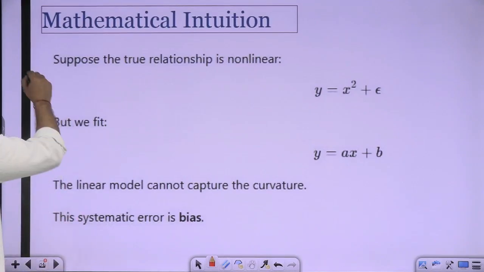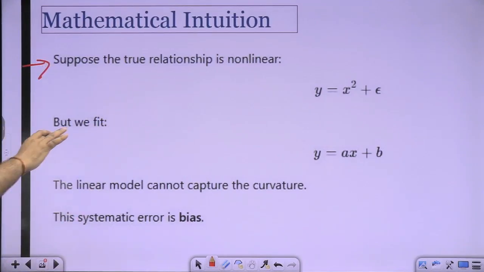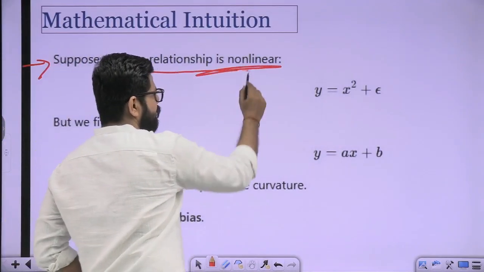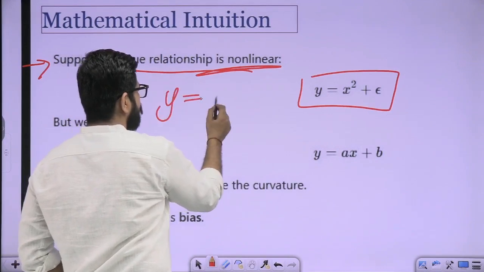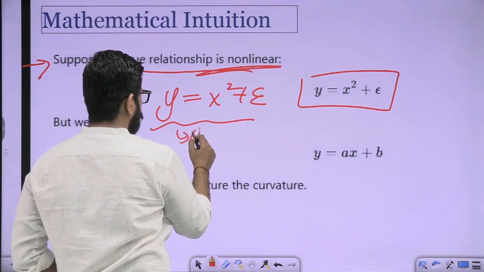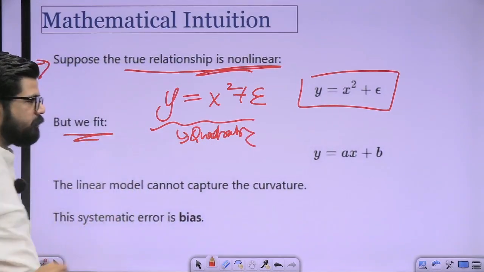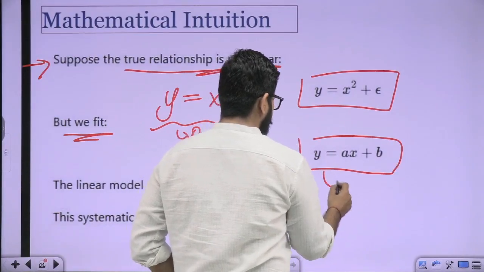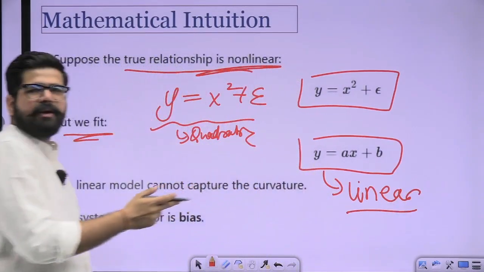Now, a mathematical intuition, just a simple example I have given here. Suppose the true relationship is non-linear, that is y equals x squared plus e, which is a quadratic. But what we fit is y equals ax plus b, which is linear. So initially we have a quadratic, but we are fitting it with a linear model.